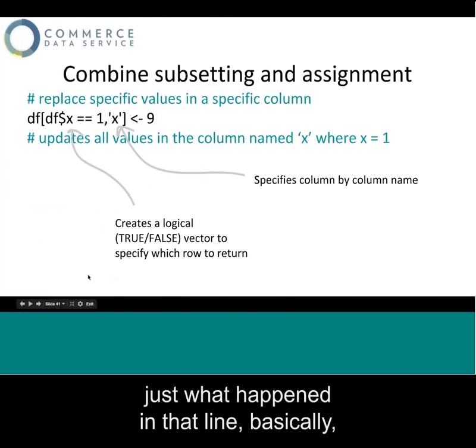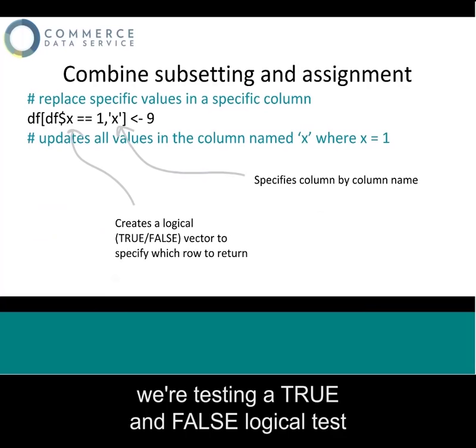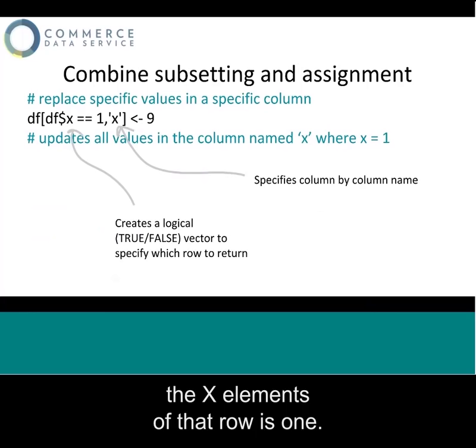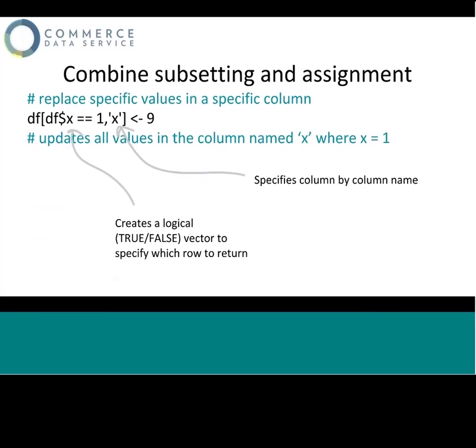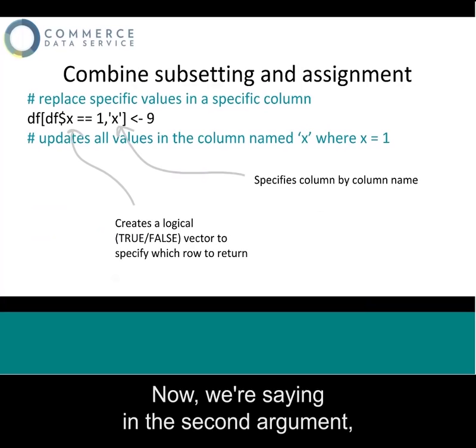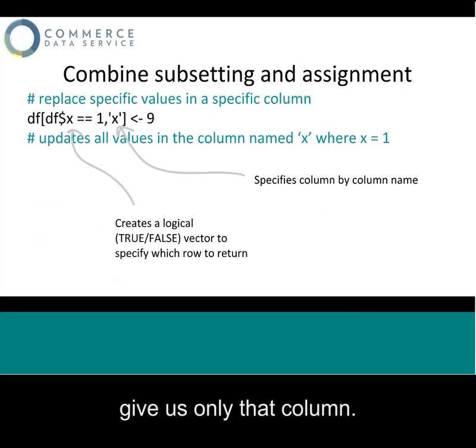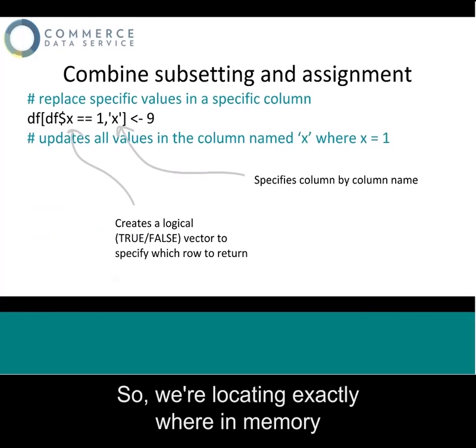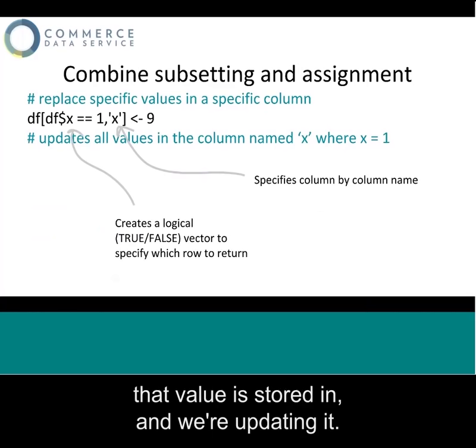If we go through what happened in that line, we're testing a true and false logical test on whether, for each row, the x element of that row is 1. Then in the second argument, we're saying give us only that column, x only. And with the left arrow, we're assigning the new value. So we're locating exactly where in memory that value is stored, and we're updating it.